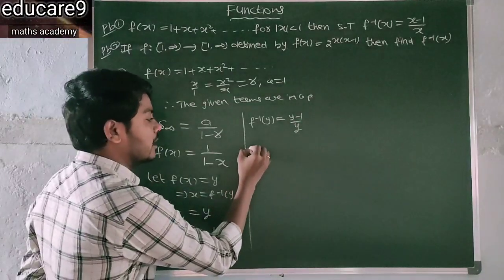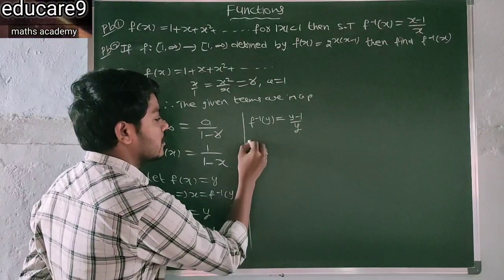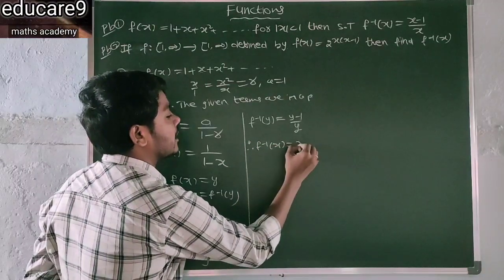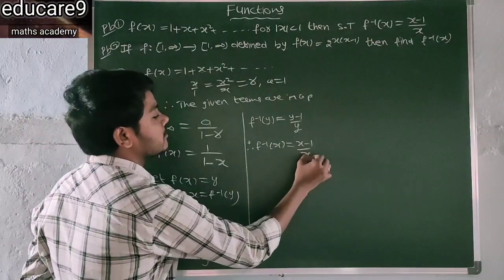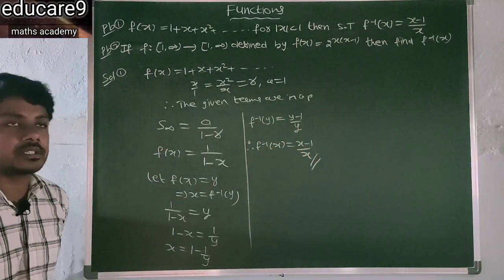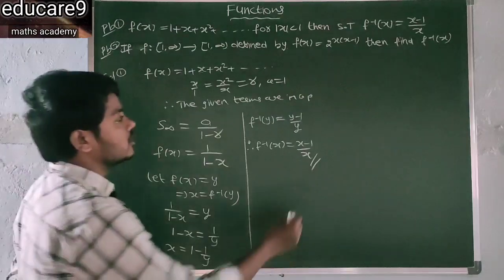Now clearly, f inverse of x is what? x minus 1 by x. So this is the inverse of the given function. So see the next solution.